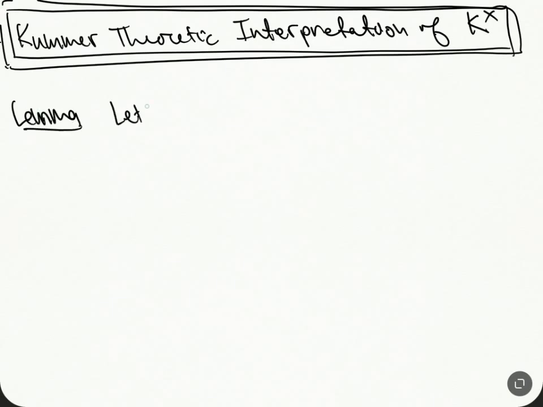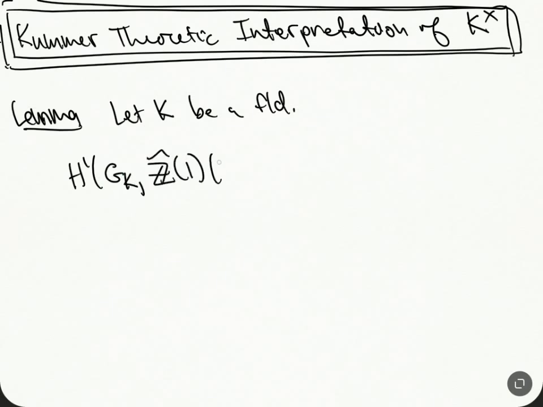So let K be a field. And it says that H1 of GK with coefficients in Z hat 1 of K bar is isomorphic to, there exists an isomorphism, which I want to describe, and I'm going to call it delta hat inverse, to K, the units completed.